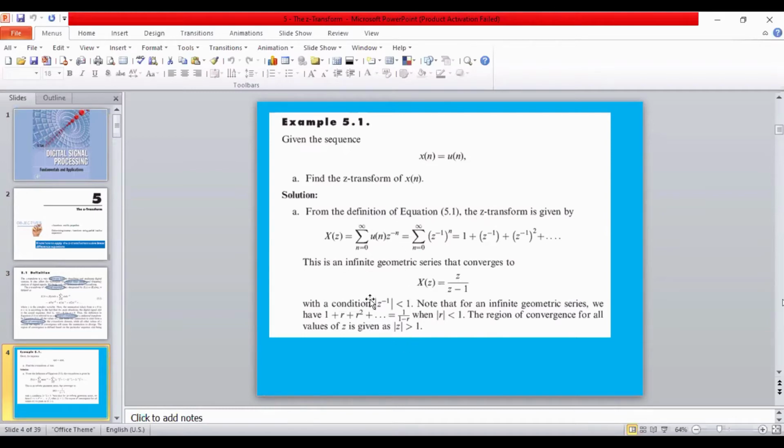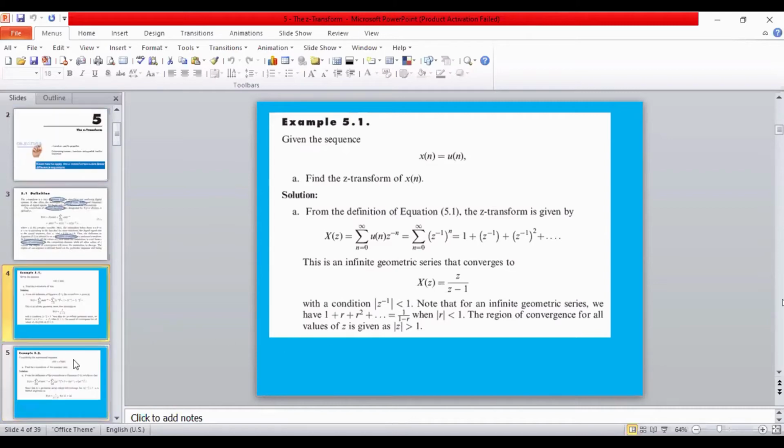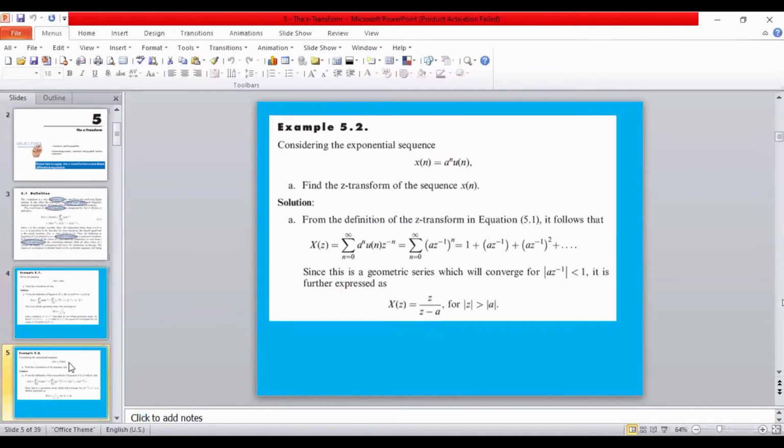So in that case, and that's a solution. So we found the Z transform of the input signal, which is this, provided the Z variable satisfies this condition. Do you have any questions at this point?